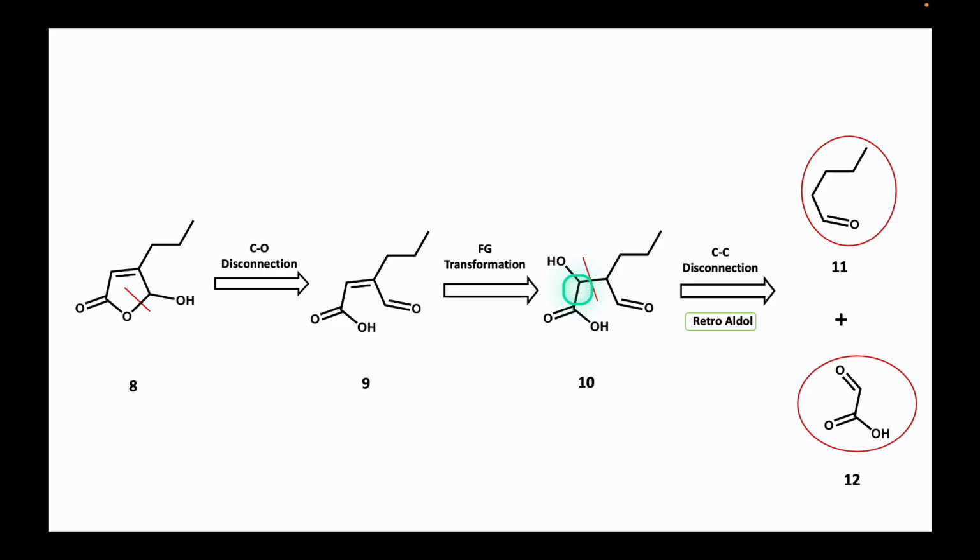The 1,3 relationship between the hydroxyl group and the aldehyde suggests an aldol reaction for its formation, and thus, through a carbon-carbon disconnection, it gives rise to pentanal and glyoxylic acid, both as raw materials.